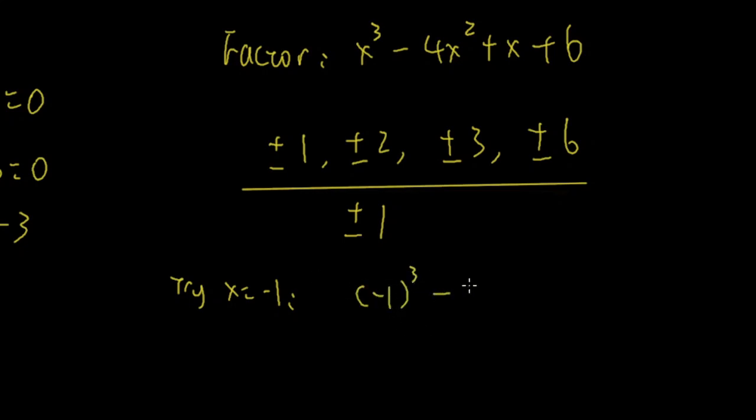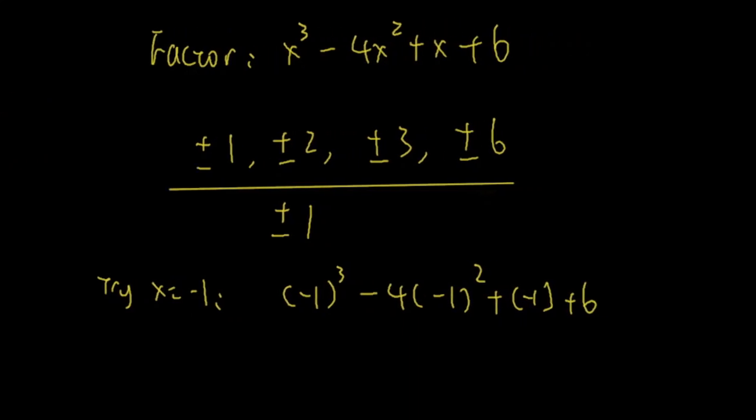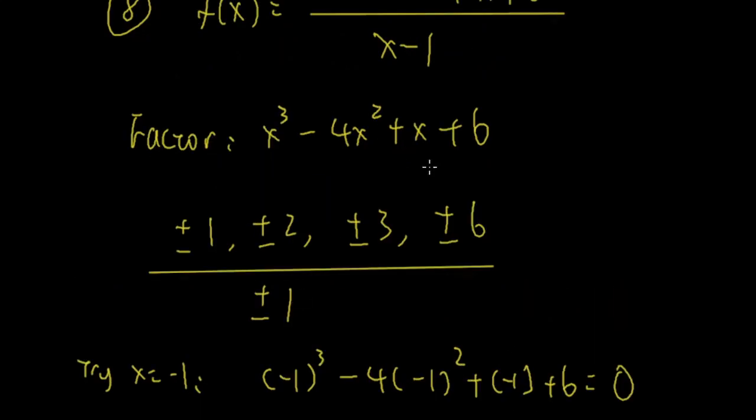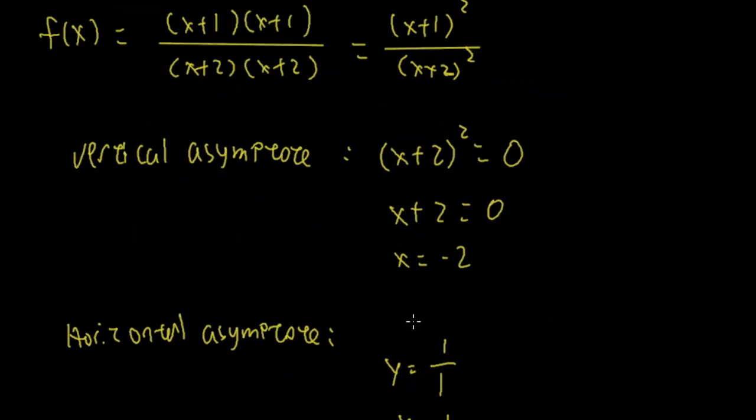-1 cubed minus 4 times -1 squared plus -1 plus 6. What's that equal to? This is -1, minus 4, -5, minus 1, -6, plus 6, 0. So that means x plus 1 is a root. So we will do long division here too, to see how we can break this out further. So let's do a long division here.